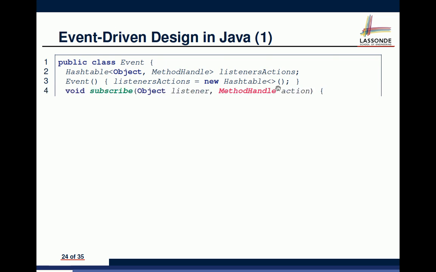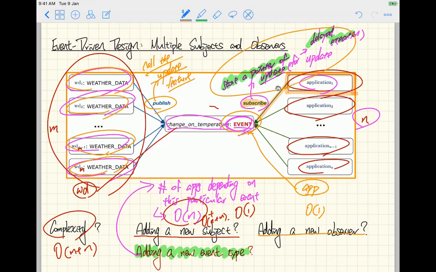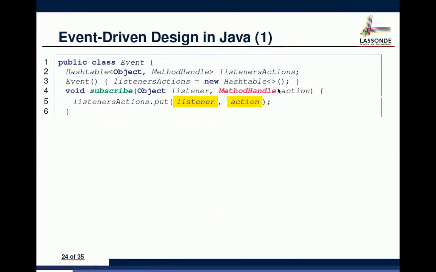Think about subscribe as basically doing what we are saying over here in the green. Subscribe is actually going to store the pointer to function, the pointer to the update. But how do we do that? If you can see the parameter over here, we're simply passing the action, which is the pointer to function, so the method handle. You simply put it inside the hash table. That part is easy. We're going to see from the observer side how we can get the method handle. That will be the more complicated part.